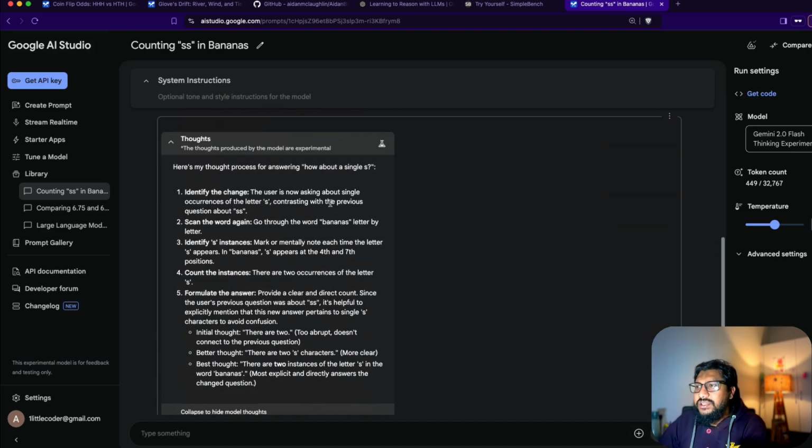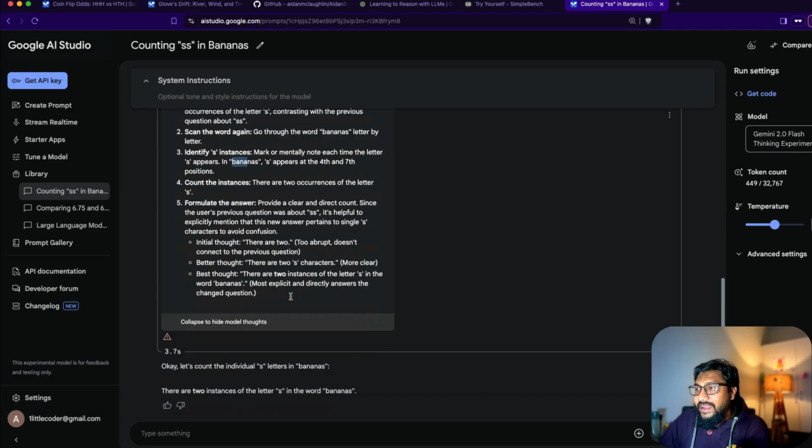Yeah, so the user is asking about one, going through the letters, mentally noting each time the letter appears. So it says the S appears at the fourth letter. 1, 2, 3, 4. Quite, it's bananas. So initial thought, there are two. Too abrupt, doesn't connect to the previous question. Better thought, there are two S.